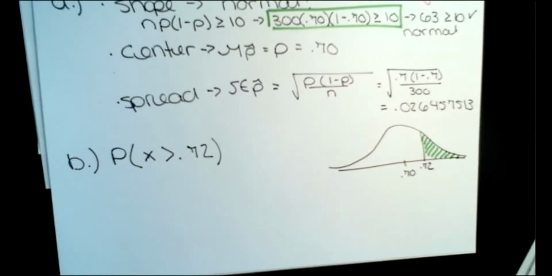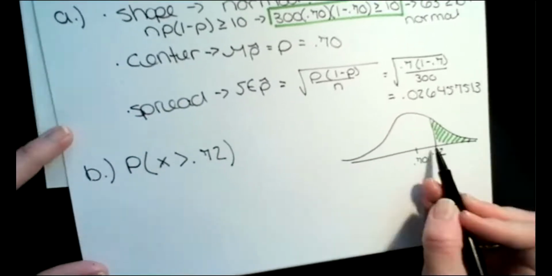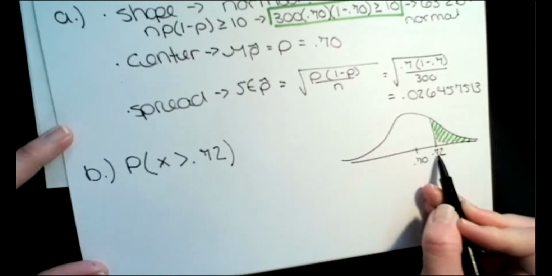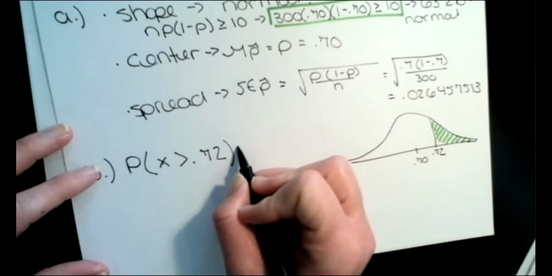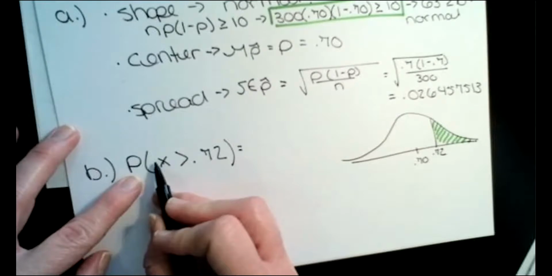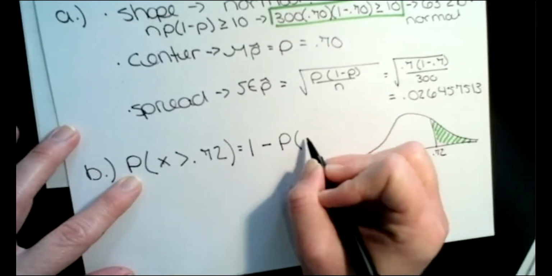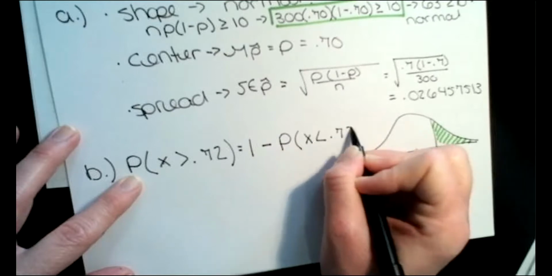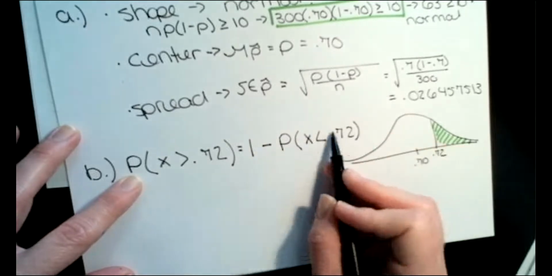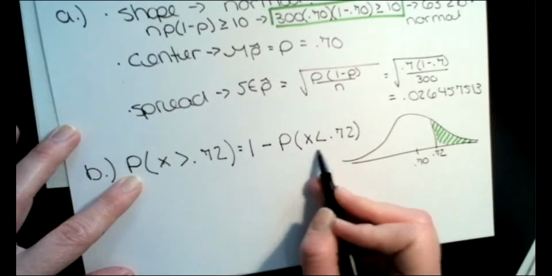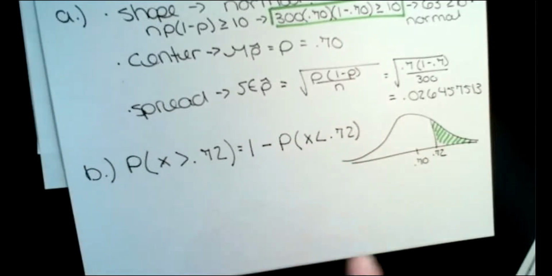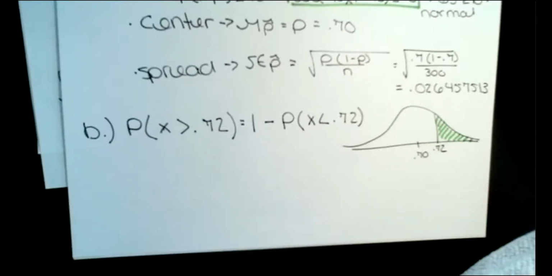So this is one where I actually have to find the less than, so everything to the left of 0.72 and then subtract it from 1. So let's just remind ourselves that this right here, the greater than, is equal to 1 minus the probability that X is less than 0.72. So you always relate it back to the less than, and I'm going to do that by subtracting this probability from 1, which is my total area under my curve. So let's go ahead and take a look at Minitab and see what we come up with.